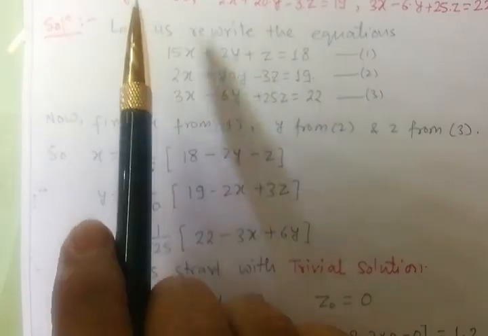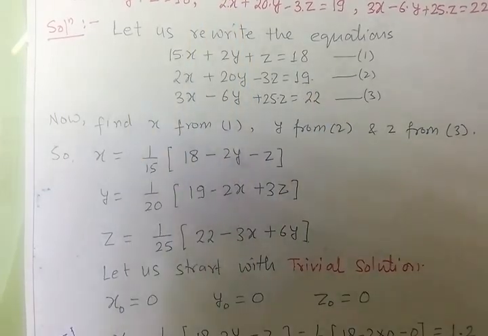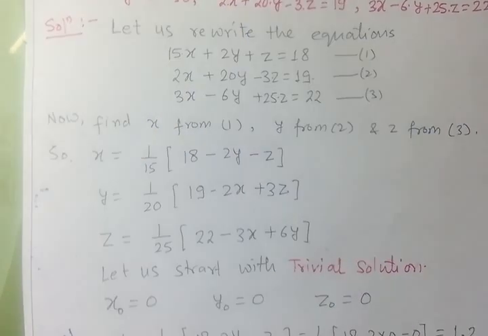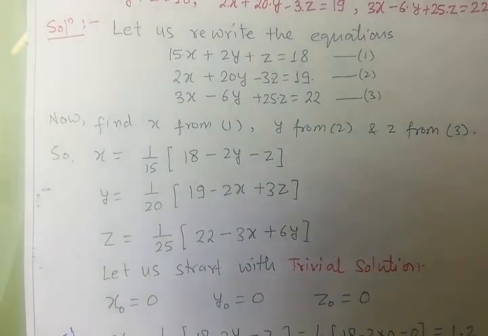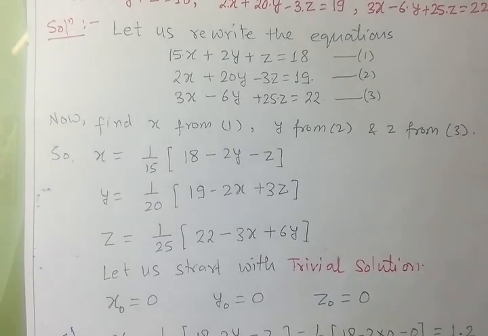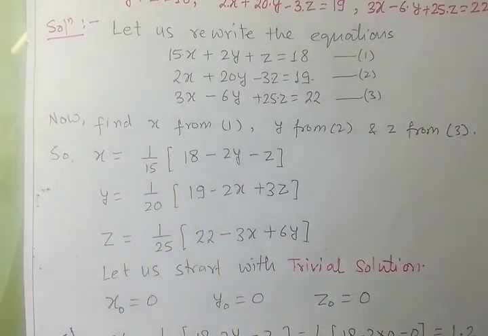What we are supposed to do, we have to rewrite the equations. This is the most important part of the whole method. Now here basically the students commit a mistake. The equation which is given first, they are taking it first. The equation which comes second, they take it second. No, it is not like that. This is called pivoting of elements.